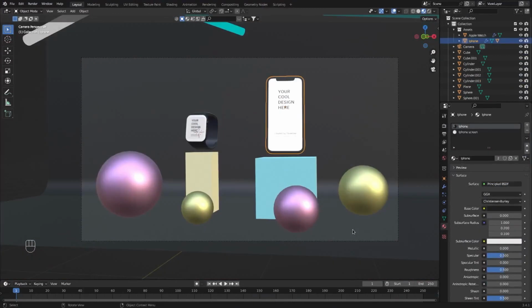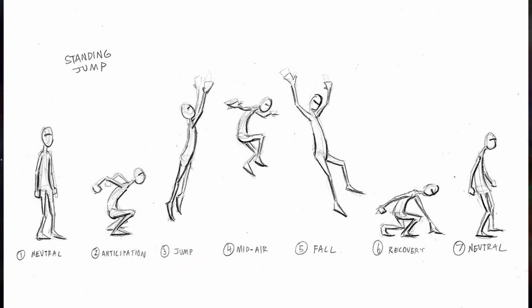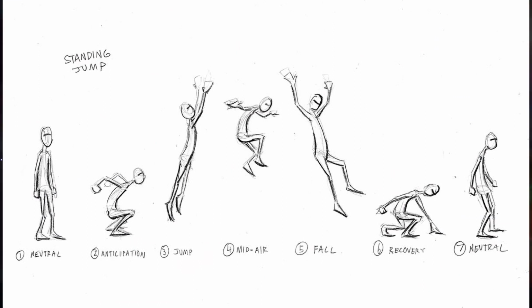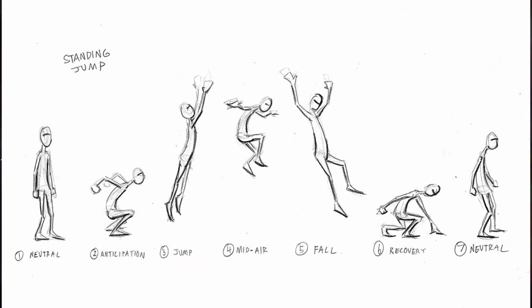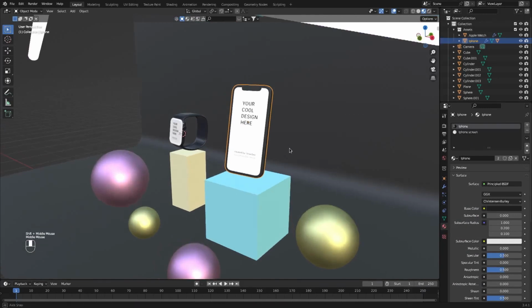Let's start by making the phone go up and down. For that, we'll use keyframes. Think of a keyframe like an old cartoon. Each pose is a frame and the computer interpolates between them. So with the phone selected, I'm going to move up.